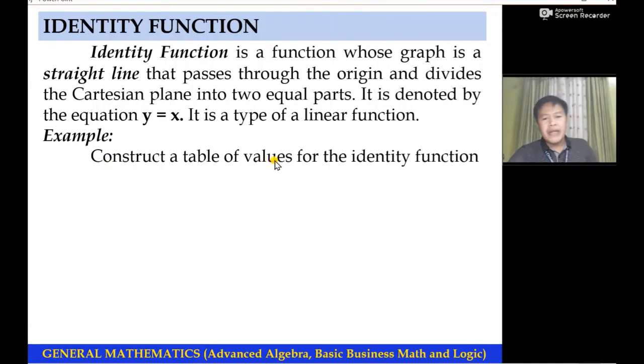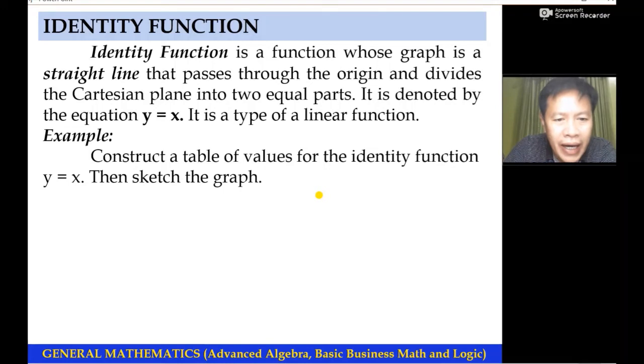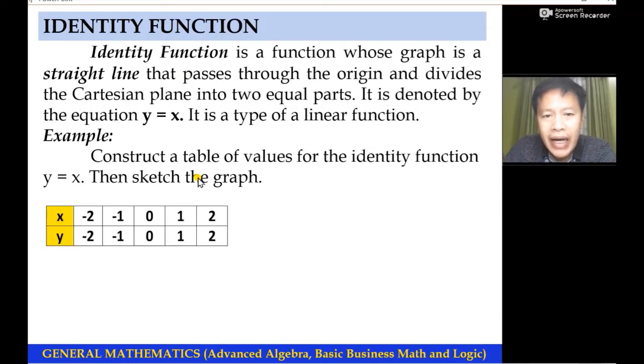Example, construct a table of values for the identity function y is equal to x. Then sketch the graph. We have only one example of identity function. If we are going to sketch the graph of a line, we need only 2 points. But in this particular linear function, which is identity function, I have here 5 points so that we can really understand how we are going to sketch the graph of the identity function.